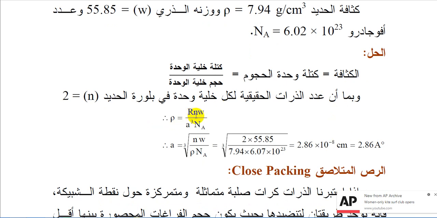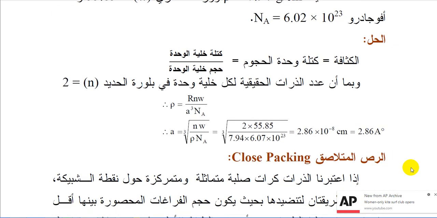Rho is equal to n W over A cubed Na, as you can see right in front of you. A is the lateral length, equal to the cubic root of n W over Rho Na, which equals the cubic root of 2 times 55.85 over Rho Na, equals 2.86 times 10 to the power minus 8 centimeter, equals 2.86 angstrom. So the lattice constant of iron is 2.86 angstrom.